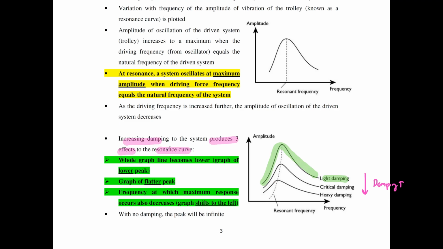Okay, if you increase the damping, what you expect to see for the same resonance curve is based on these three. Number one, your whole graph line will become lower. Okay, you get a graph of lower peak.